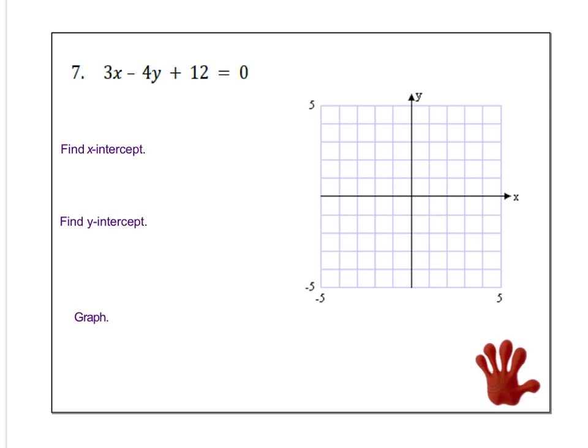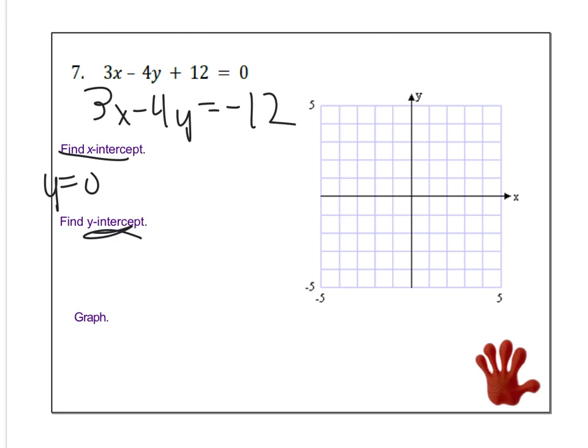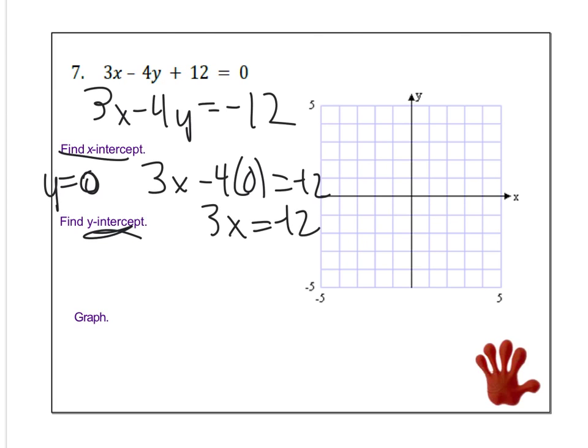So here, this is almost in standard form, but not quite. So what I want to do is subtract over the 12. Now it's in standard form. So when I do that, to figure out the x-intercept, anytime you see intercept, that means that the other thing is 0. So if I'm figuring out the x-intercept, that means y equals 0. So that means 3x minus 4 times 0 equals negative 12. So 3x equals negative 12, x equals negative 4. So x equals negative 4 right there.